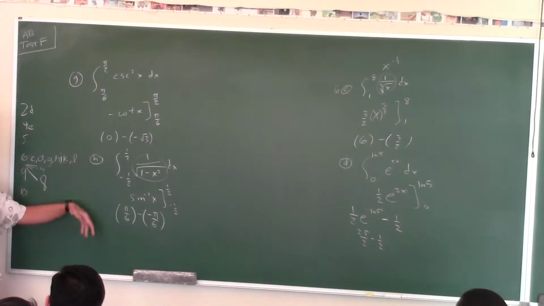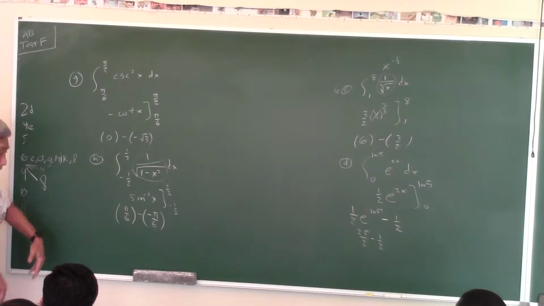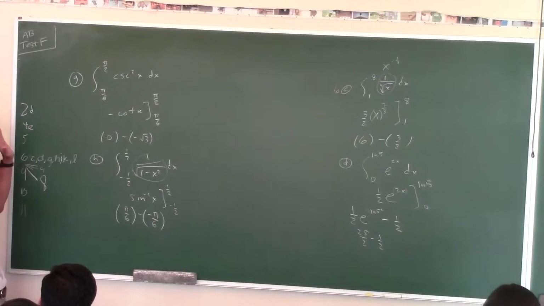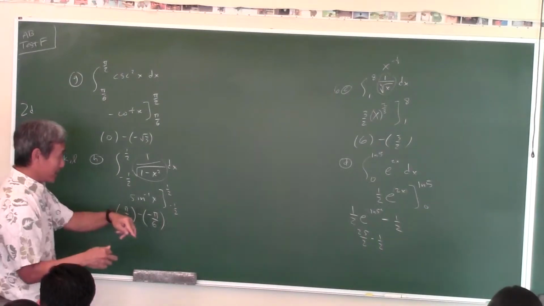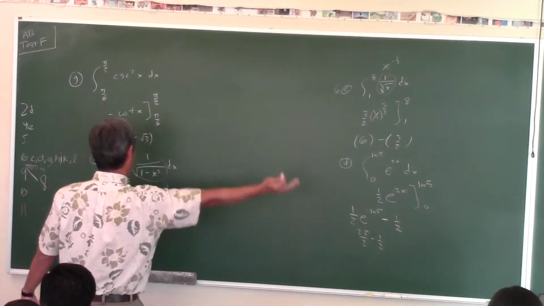Okay, for sine inverse, cosecant inverse, and tan inverse, it's from negative pi over 2 to pi over 2. For cosine inverse, secant inverse, and cotan inverse, it's from 0 to pi.